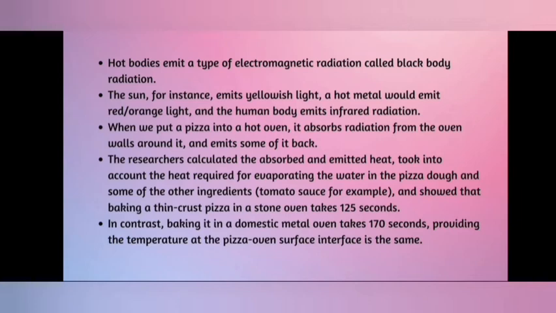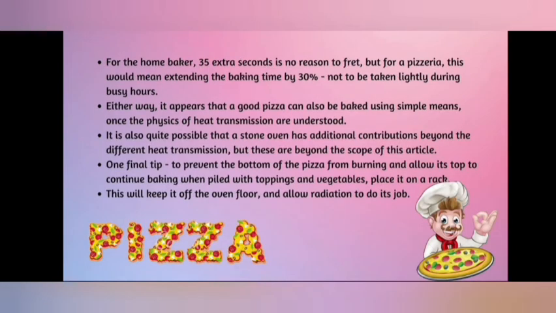The researchers calculated the absorbed and emitted heat, took into account the heat required for evaporating the water in the pizza dough and some other ingredients, and showed that baking a thin crust pizza in a stone oven takes 125 seconds. In contrast, baking it in a domestic metal oven takes 170 seconds, provided the temperature at the pizza-oven surface interface is the same. For a homemaker, 35 extra seconds is no reason to fret, but for a pizzeria, this would mean extending the baking time by 30%, not to be taken lightly during busy hours.